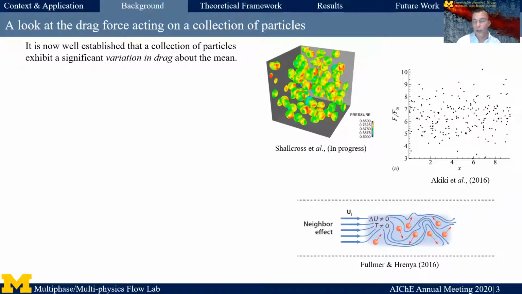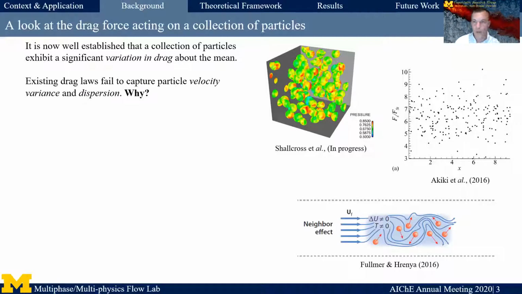Taking a look at the drag force acting on a collection of particles, it's been pretty well established that a particle-laden suspension will exhibit significant variation in the drag about the mean. That's to say that each particle in the suspension does not feel the same exact drag force. We can see this very quickly through a scatter plot of the drag force exerted in a suspension, as well as looking at, say, the normal pressure forces exerted on the surface of a sphere. This has been affectionately referred to as the neighbor effect in quite a bit of the literature.